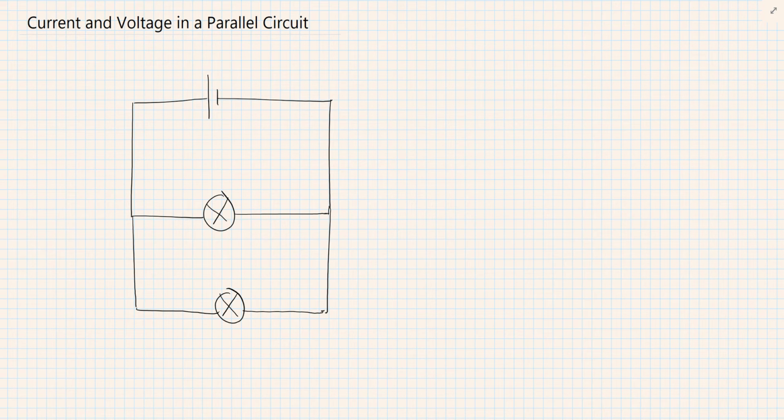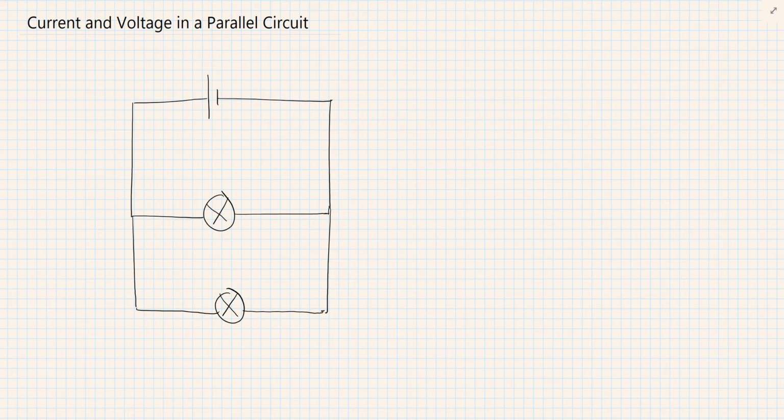lamp or bulb. Now we're going to assume for the purpose of this tutorial that those lamps are identical in terms of their resistance. If they're not identical, it complicates things a little bit, which we'll come back to later on. Okay, so to start with, I want to look at the direction of the current flow.